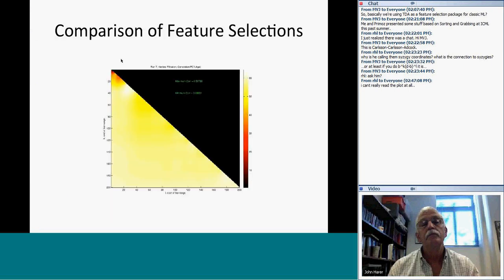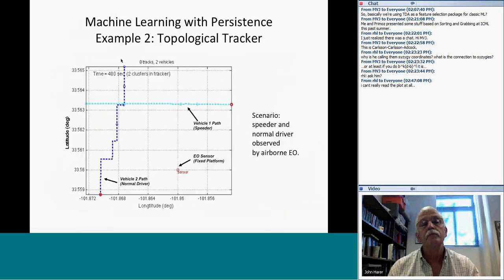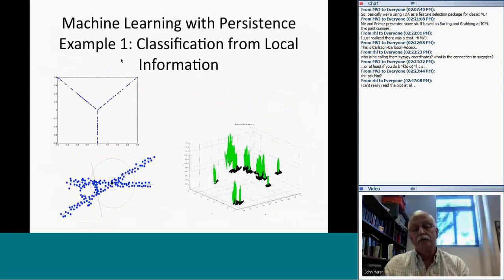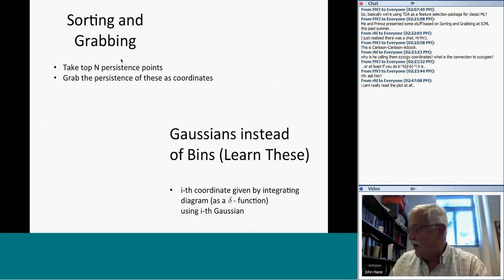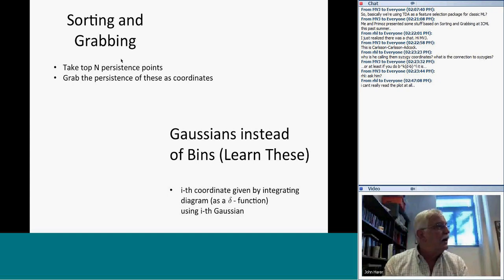the instead of the binning. Is it Gaussians in 2D or Gaussians in diagram space? So that's an interesting question. I don't know how to do that in diagram space in a way that captures a thing that I might want. I'm not saying that's not the case. That might actually be a great way to do it.